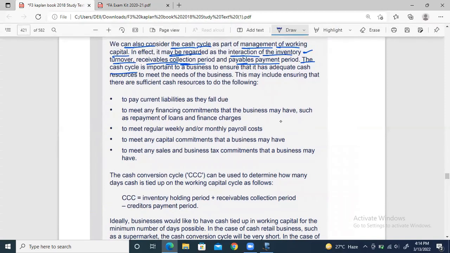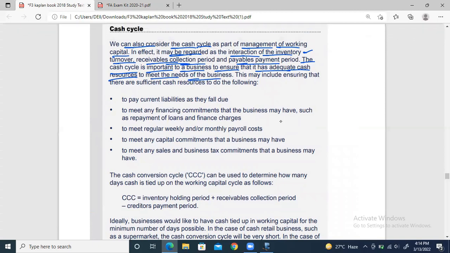So the cash cycle is important to a business to ensure that it has adequate cash resources to meet the needs of the business. Obviously, remember the general rule, every business needs to have more access to cash. Cash is needed to pay current liabilities as they fall due, to meet any financing commitments the business may have, and to meet any regular weekly or monthly payroll costs. Obviously, these are all the reasons the company needs cash in the short term.